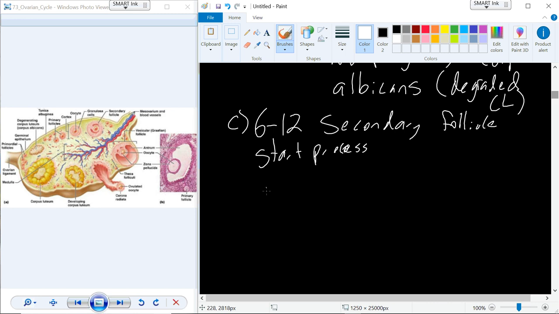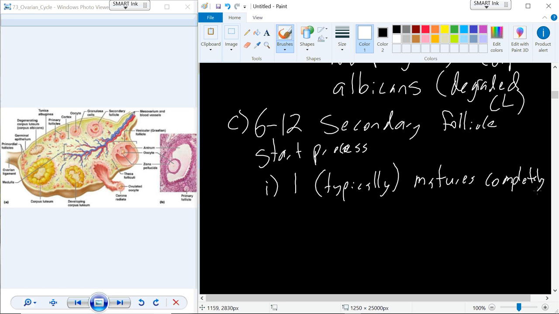However, as you all are very aware, typically only one goes on. There's obviously cases where that's not entirely true, where some of these 6 to 12, 2, 3, or 4 of them, all progress, and then you have non-identical twins that are born at the same time, but all coming from different follicles.